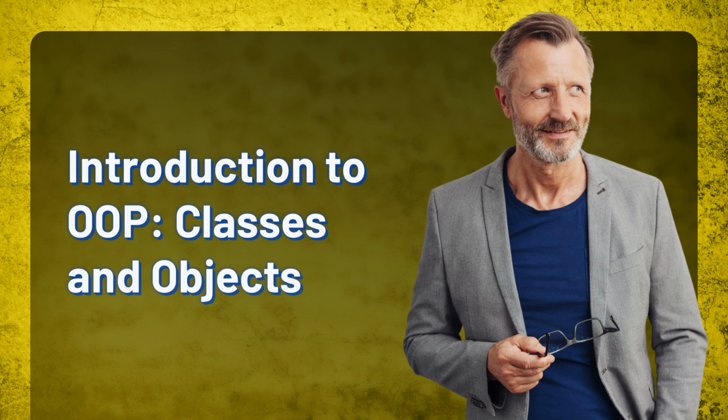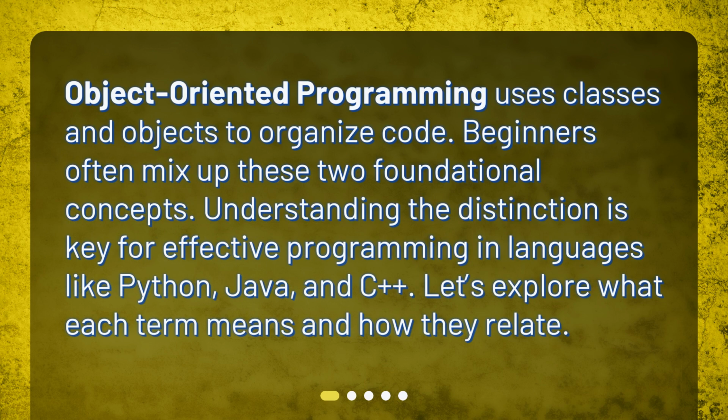Introduction to OOP Classes and Objects. Object-oriented programming uses classes and objects to organize code. Beginners often mix up these two foundational concepts. Understanding the distinction is key for effective programming in languages like Python, Java, and C++. Let's explore what each term means and how they relate.